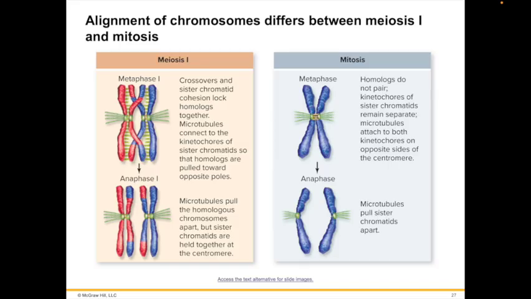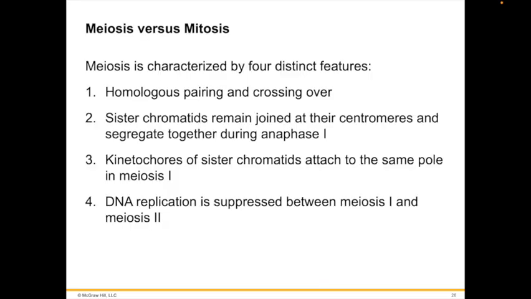Meiosis is characterized by four distinct features: First, homologous pairing and crossing over joins maternal and paternal homologs during meiosis 1. Second, sister chromatids remain connected at the centromere and segregate together during anaphase 1. Third, kinetochores of sister chromatids are attached to the same pole in meiosis 1 and to opposite poles in mitosis. And fourthly, DNA replication is suppressed between the two meiotic divisions.